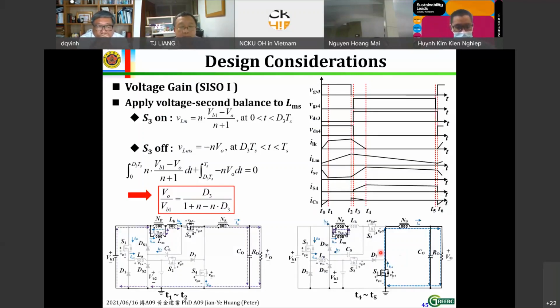So first, we have to define the voltage gain of the CISO1 stage. It's a tapped inductor, so when switch S3 is on, the voltage on the magnetizing inductance LM, VOM, will be equal to N times VB1 minus VO over N plus 1. And when the switch is off, the voltage is equal to N times VO. So by the volt-second balance of the LM, we can define VO over VB1 as this equation.